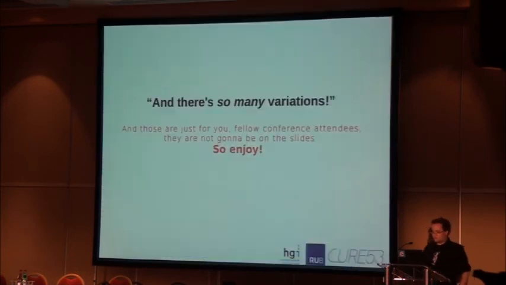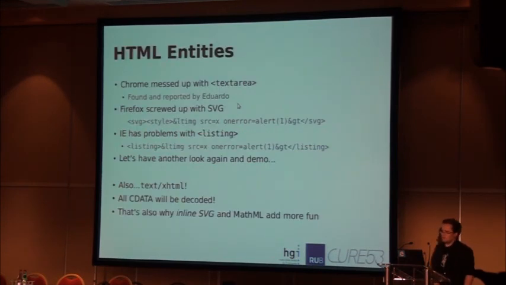Well, there are other problems that we found, problems with HTML entities. So, for example, Chrome recently messed up with textarea, found and reported by Eduardo Vela. Firefox majorly screwed up with SVG in 2011. They fixed it immediately, and this kind of thing was possible. So inside a style element, you can use an entity that would automatically transform into the less-than sign and then execute the code. In IE, you can use listing because everything inside listing is auto-decoded, and everything that, for example, you're using in the world of text XHTML, if you want to avoid HTML and use XHTML, is auto-encoding many things in many constellations.